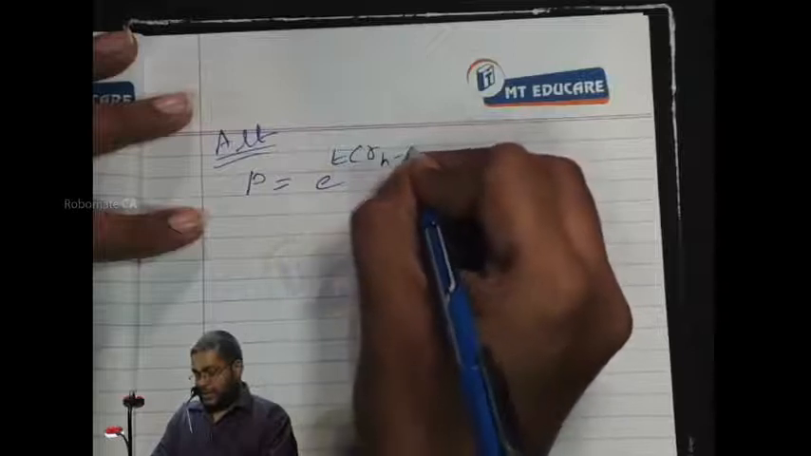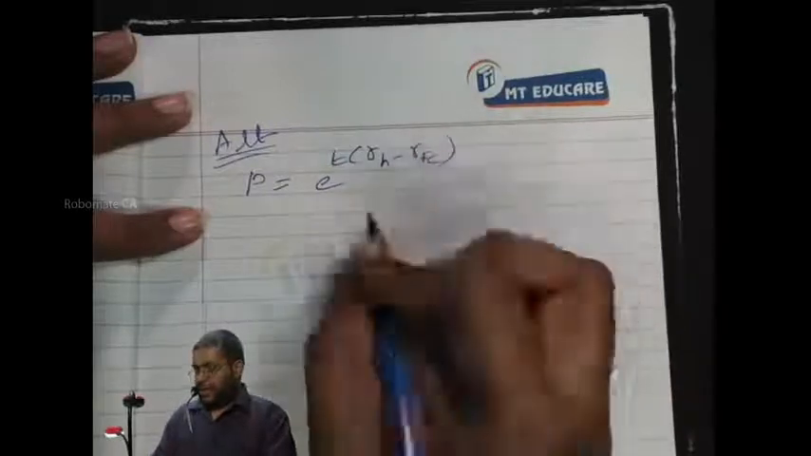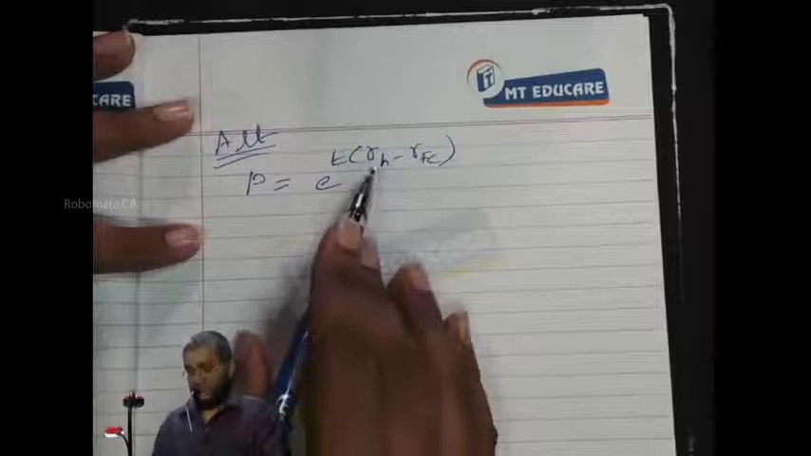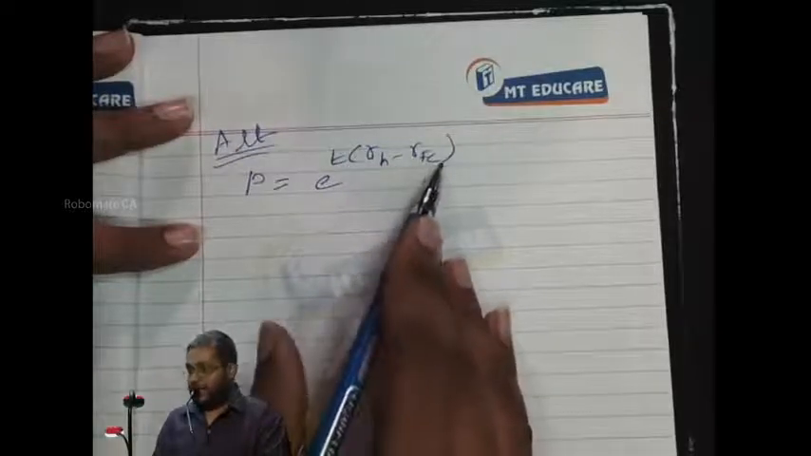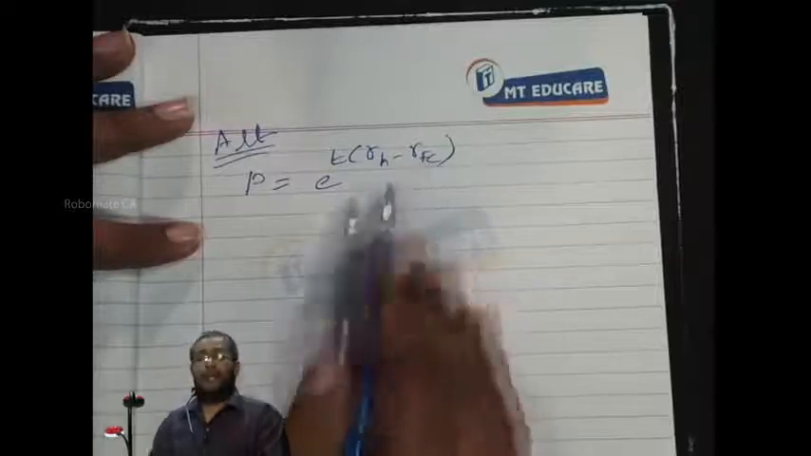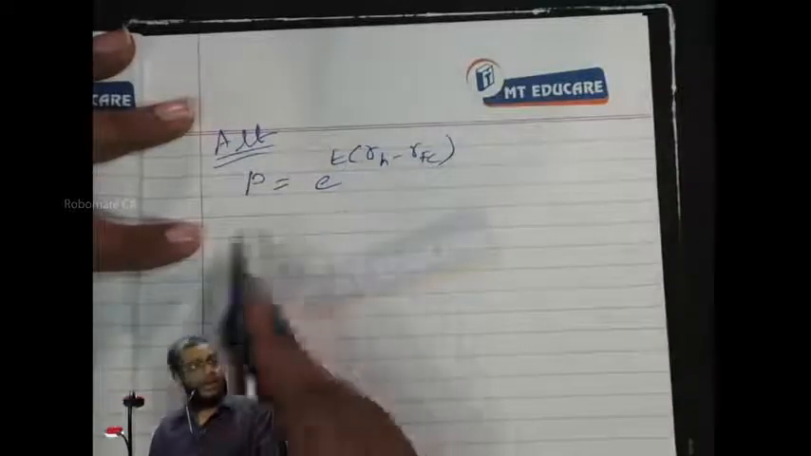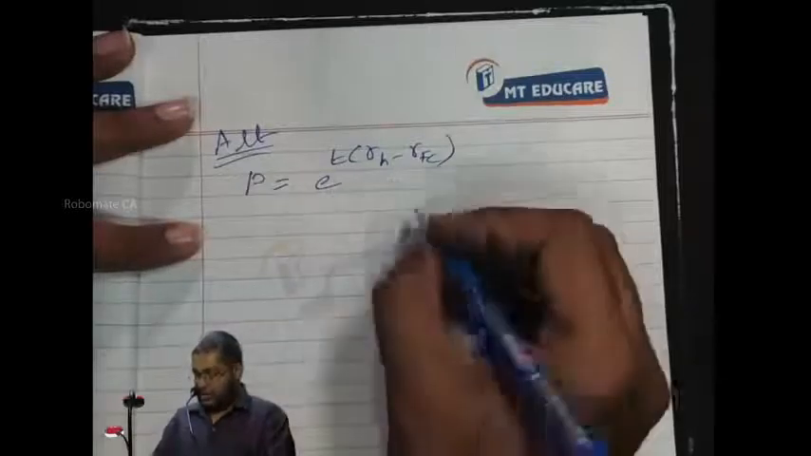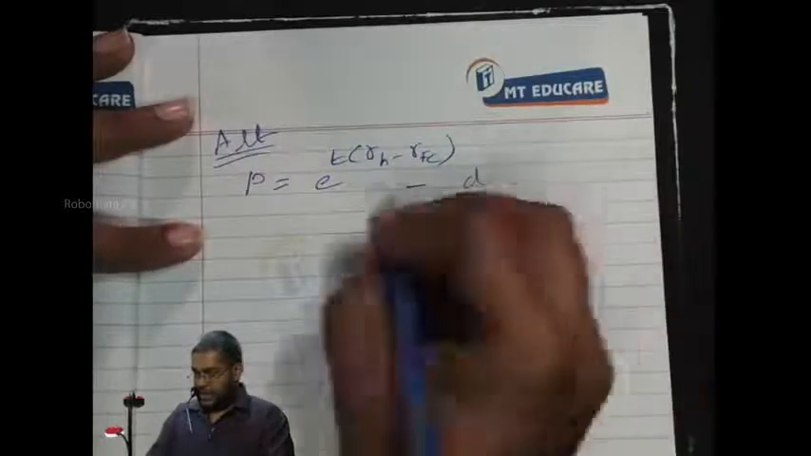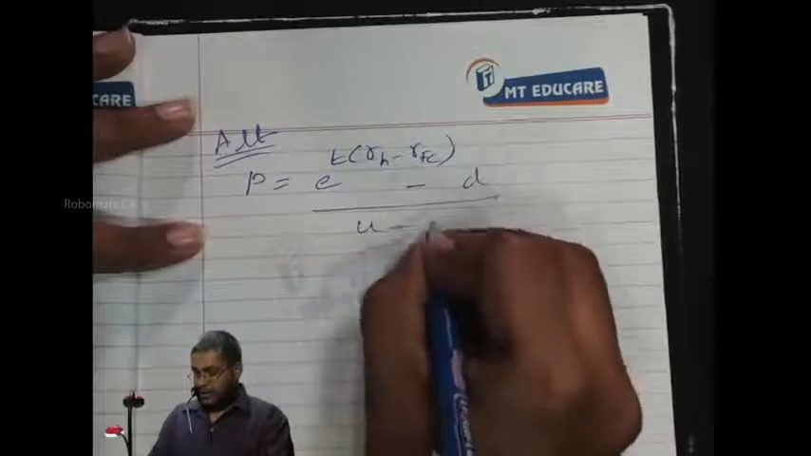E power T (RH minus RFC). RH means return on home currency. RFC means return on foreign currency. I don't use the word RF because it makes you confused, risk-free, hence I wrote RFC. So the formula is e power T(RH minus RFC) minus D divided by U minus D.